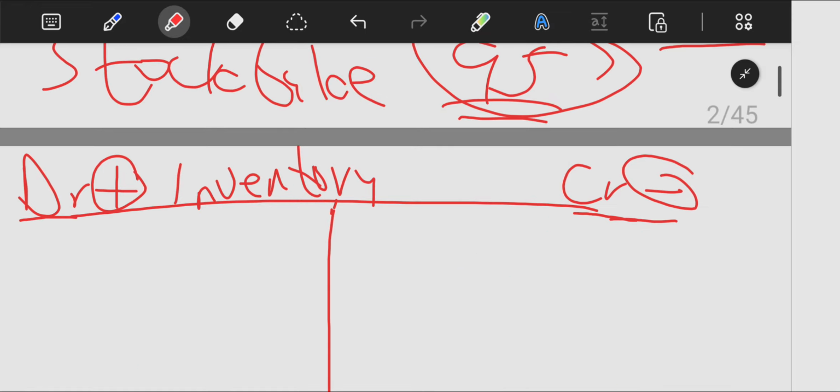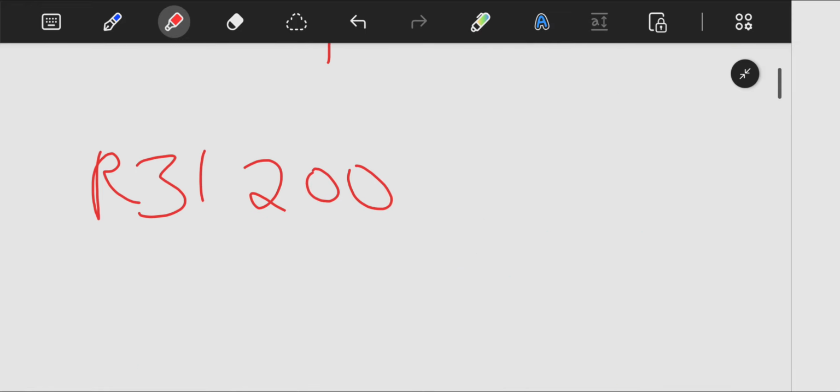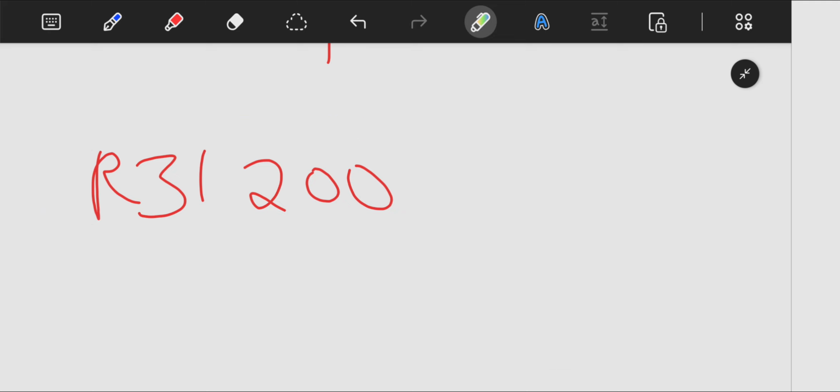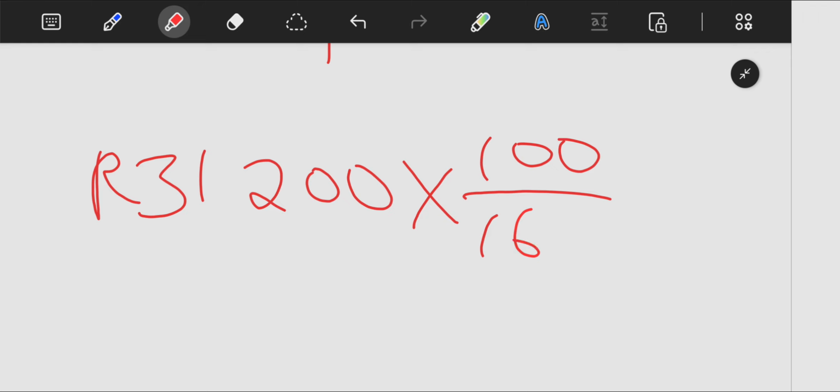Right. So this 31,200, when we want to know the cost of this 31,200, because this is sales, it is from the debtors account. You are going to multiply this by 100 divided by 160. The reason being, you want to get the 100, which is the cost, inside the 160, which is the selling price.